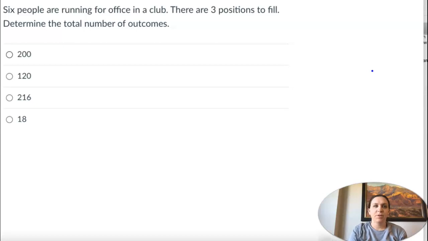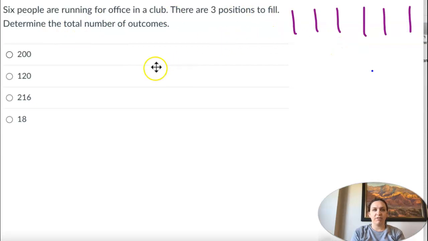So this section is using the counting principle, which just means we're finding the individual probabilities and then we're multiplying them. So we have six people, 1, 2, 3, 4, 5, 6, and they're all running for office. There's three positions to fill. So think about the first position.